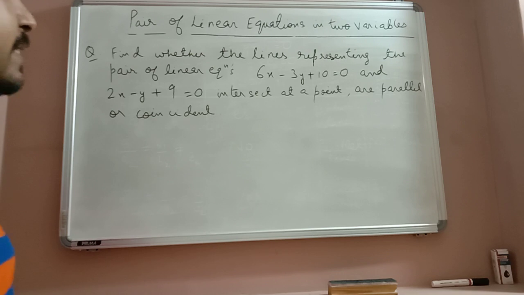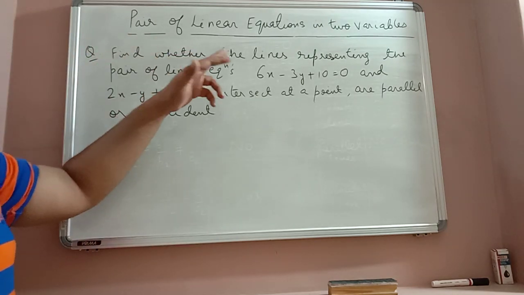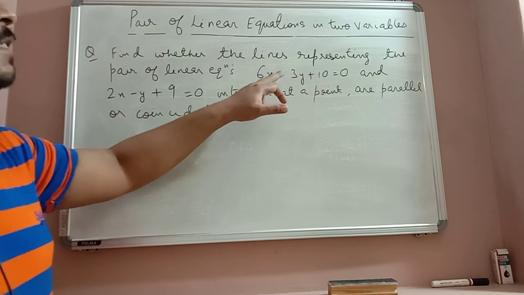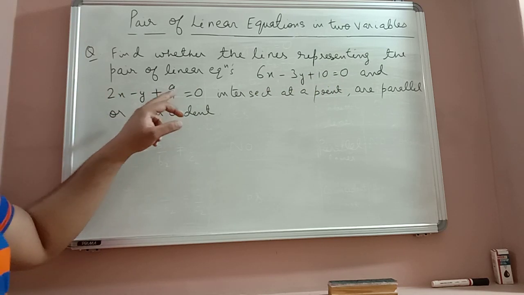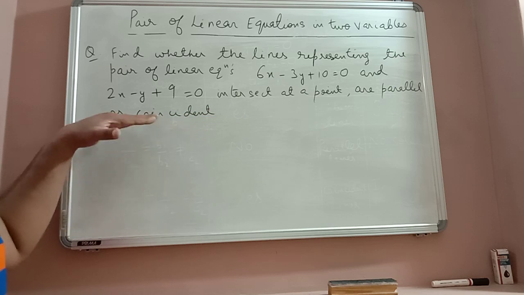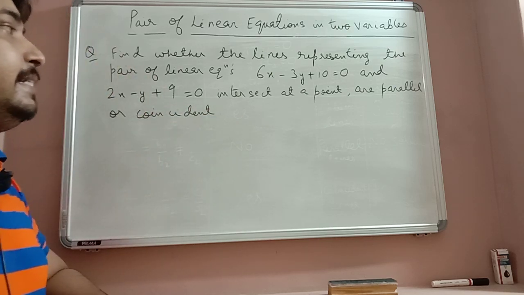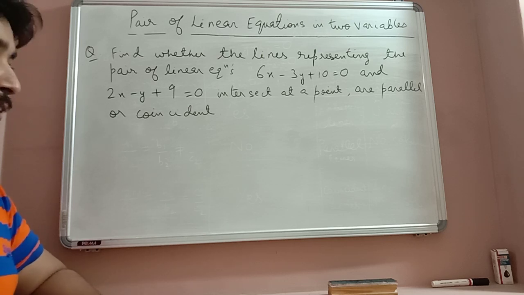Okay, let's take up this question. The question says, find whether the lines representing the pair of linear equations 6x minus 3y plus 10 equal to 0 and 2x minus y plus 9 equal to 0 intersect at a point, are parallel or coincident. So we need to find out whether these lines are coincident, parallel, or they intersect at a point.